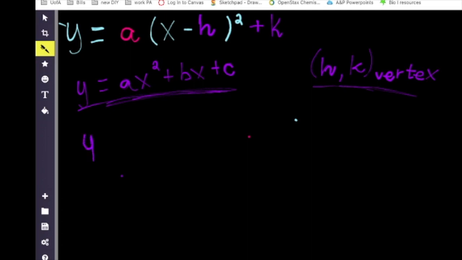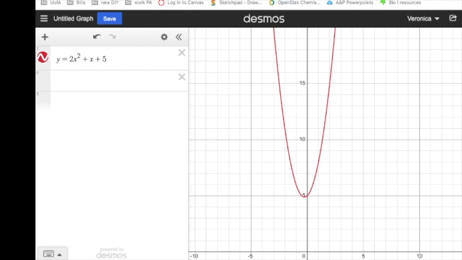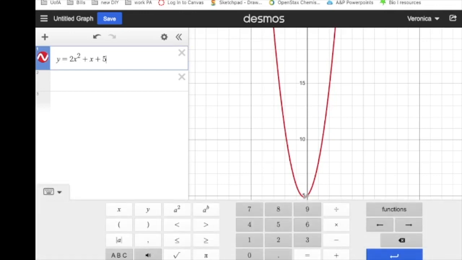So let's say we know that y equals 2x squared plus x plus 5. Here you can see the graph of this function, y equals 2x squared plus x plus 5. Now, we can probably eyeball this vertex really well right here, but just to make sure we're doing it correctly, I wanted to show everyone how we can solve for that.